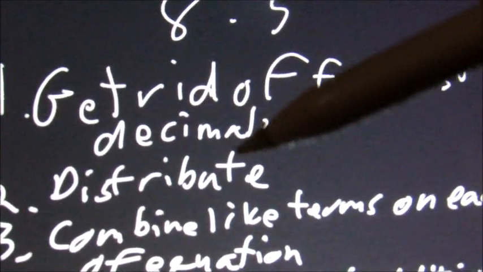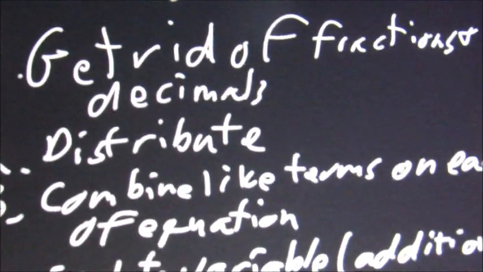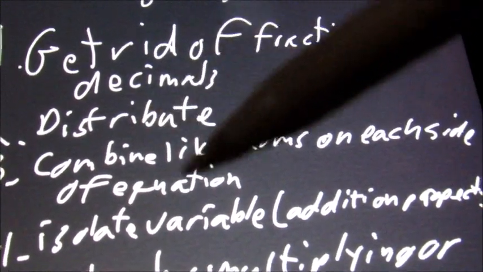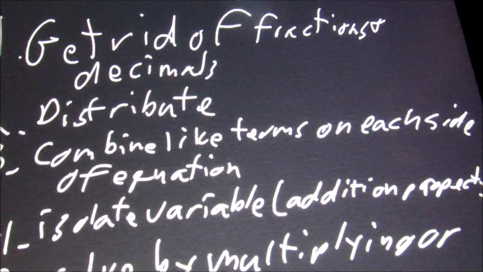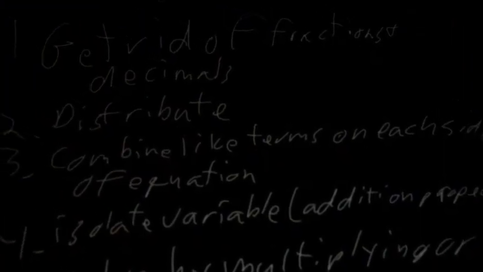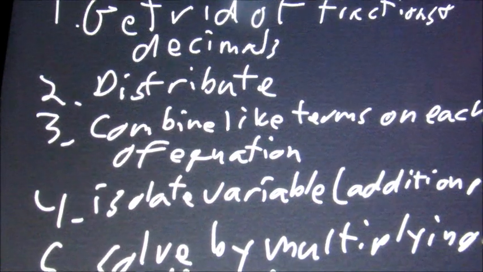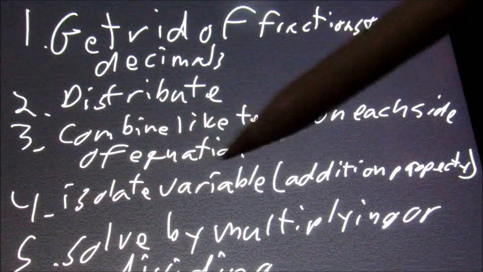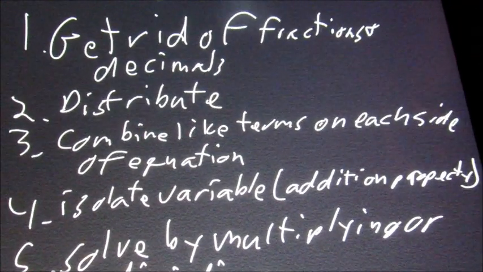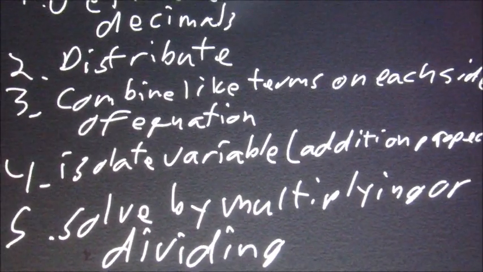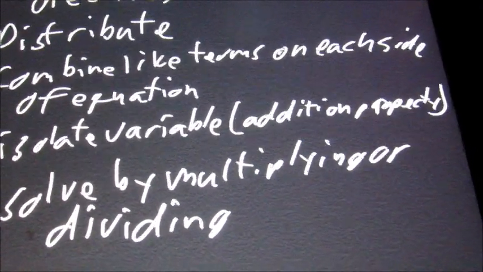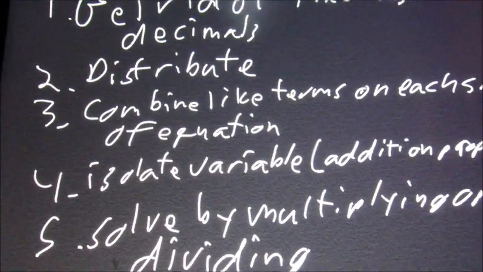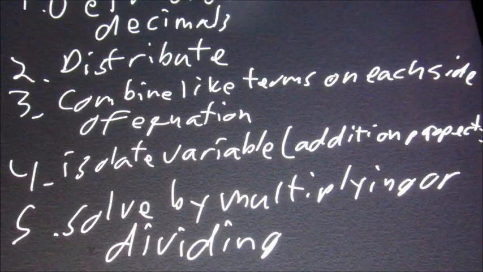The second is going to be distribute if there's anything to distribute. Then you're going to combine like terms on each side of the equation. So if you have more than one x on one side of the equation, combine those. And if you have more than one number, combine them. Next, you're going to isolate the variable using the addition property. That means you're going to add and subtract either variables or constants from both sides of the equal sign so that you have all the variables on one side and all the constants on the other.